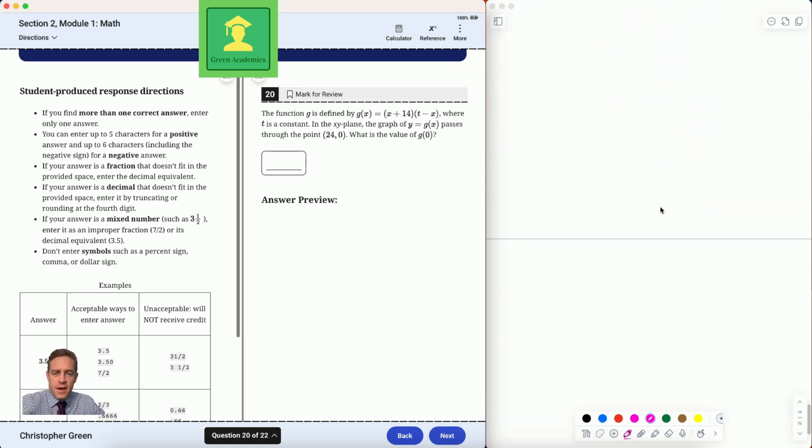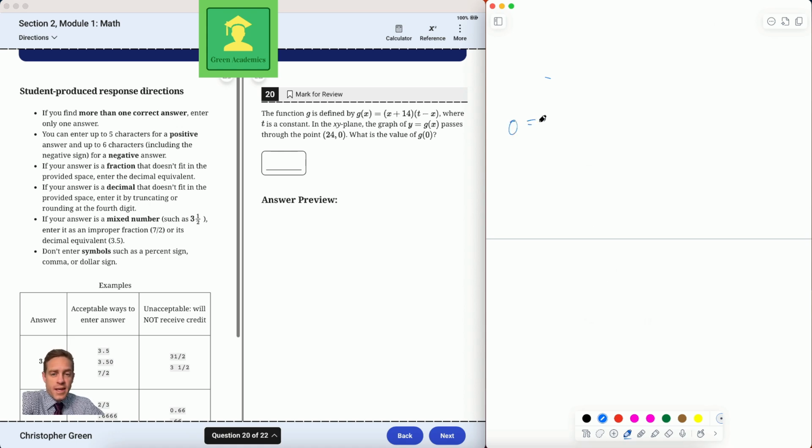The function g is defined by g of x equals quantity x plus 14 times quantity t minus x, where t is a constant. In the xy plane, the graph of y equals g of x passes through the point 24, 0. So this is an example of having the equation of something and having a point through which it goes. So if it passes through 24, 0, then you can literally plug in 24 as x and 0 as the output, and 0 as y, right? 0 as g of x.